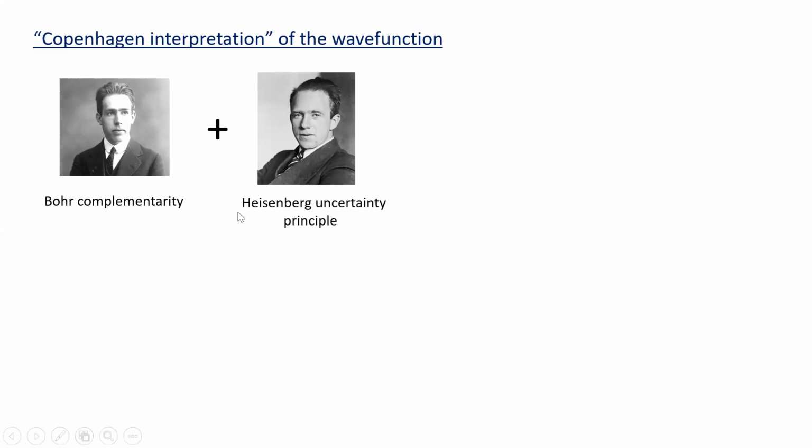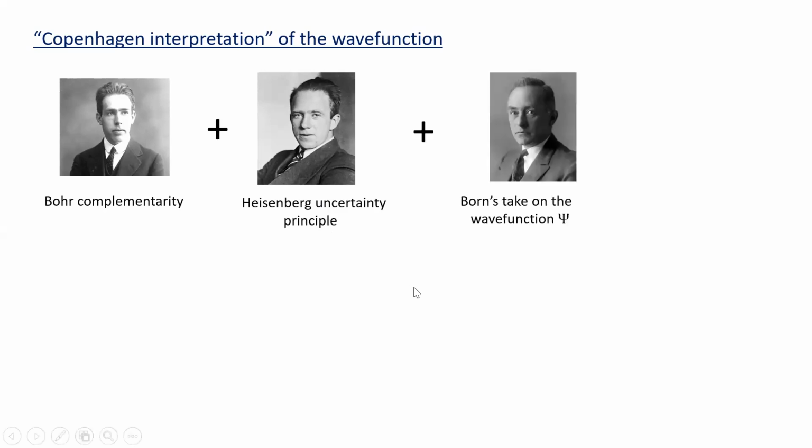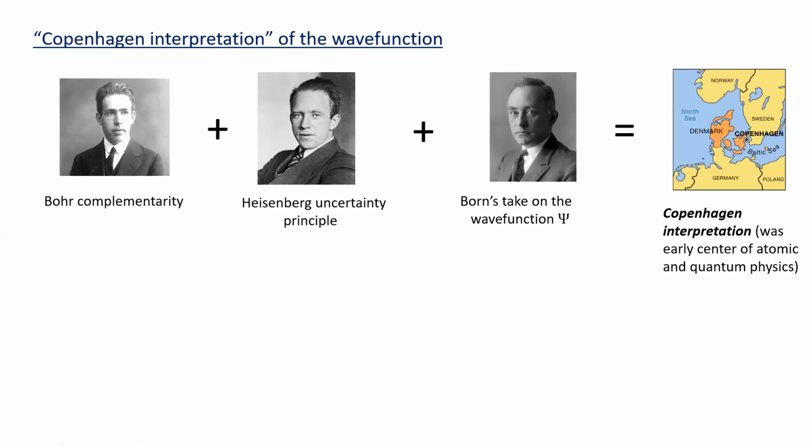Plus the Heisenberg uncertainty principle, which we talked about last time, which limits our ability to know the position and momentum of a particle at a given time. Plus Born's take on the wave function psi, which we just talked about. That is, that the square of it represents the probability of finding the particle at a given place. And all these together, this kind of system is known as the Copenhagen interpretation.